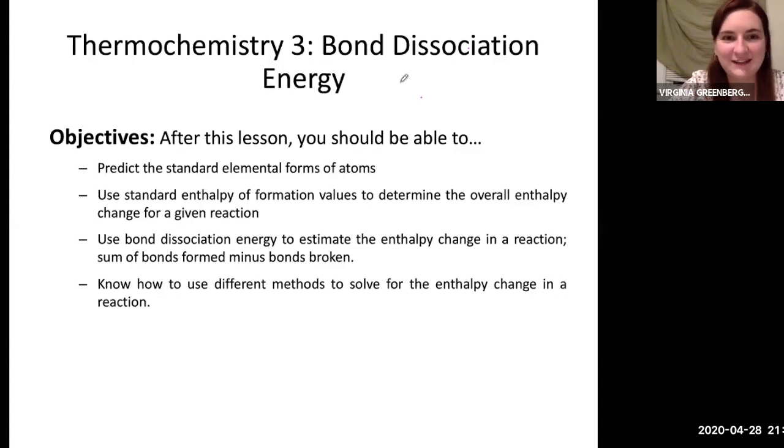Hello, Chem 110. I'm here to finish our discussion of thermochemistry. And to do this, we're going to look at standard elemental forms of atoms, talk about standard enthalpy of formations. We're going to talk about bond dissociation energy, and then review all of the tools that we have to determine the enthalpy of a given reaction.